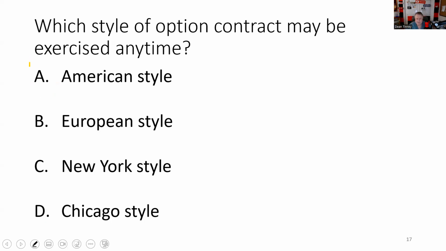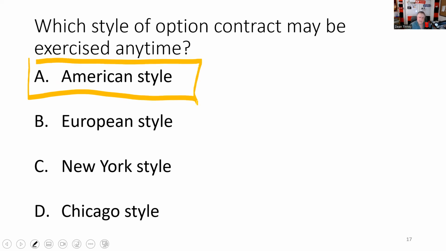Again, you should be able to distinguish between the two styles of exercise. And you should definitely know that American style options, which are what equity options are, can be exercised at any time. And that is very testable, to know the distinction between American style that can be exercised at any time and European style, right?